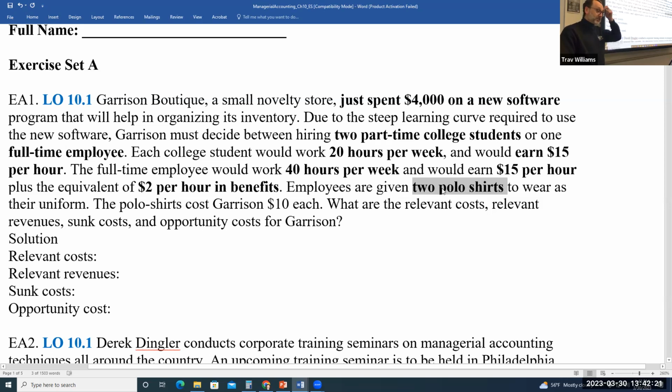So each employee gets 2 shirts, and the shirts cost $10 each. So what are the relevant costs, relevant revenues, sunk costs, and opportunity costs? Let's just go through one at a time. The $4,000 on the new software program, what kind of cost is that? Sunk, okay.